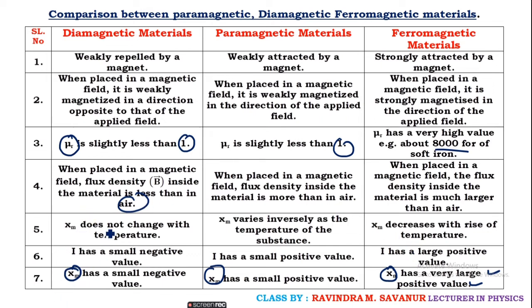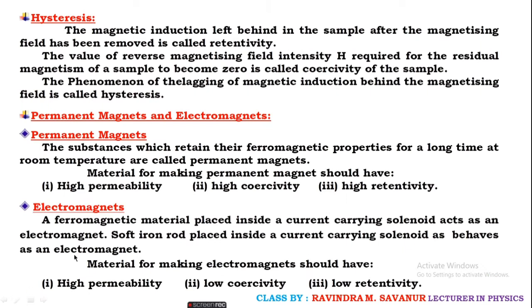Just go through all the 7. We made a comparison between the dia, ferro and paramagnetic materials. Next one comes to discussion about what a hysteresis.